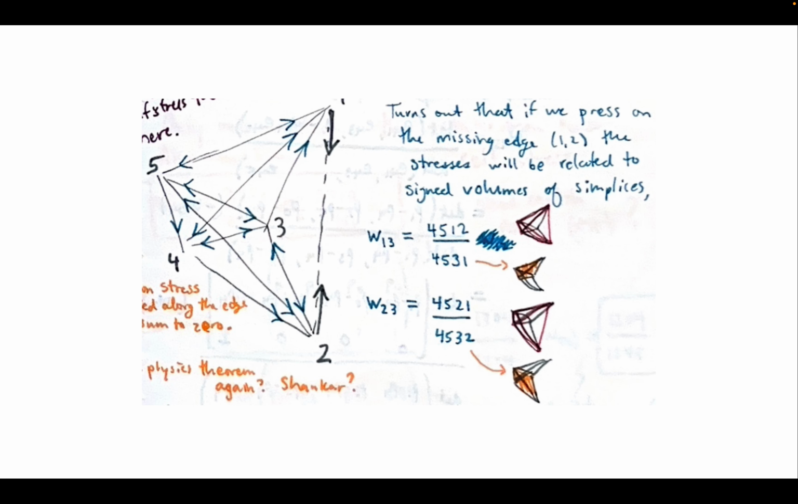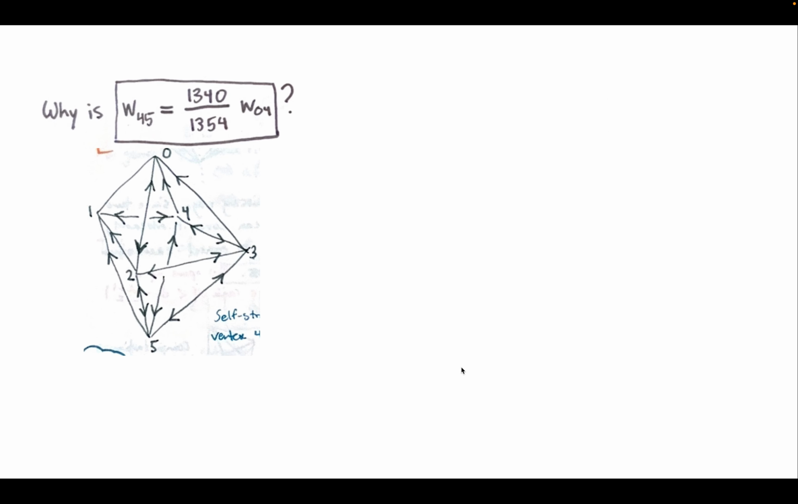So here is a kind of cartoon of the signed volumes. I'm going to claim that if you press on this missing edge here, then the weight on edge 1, 3, this weight right here, will be equal to a ratio of this volume divided by this volume. And the weight on 2, 3, which is this one, will be a ratio of this volume divided by this volume. And that's not obvious, but let's look at why.